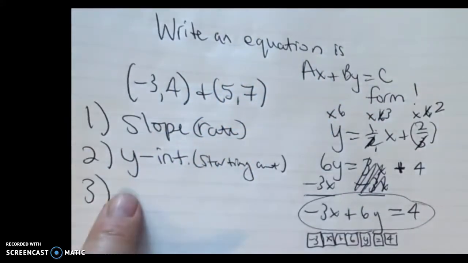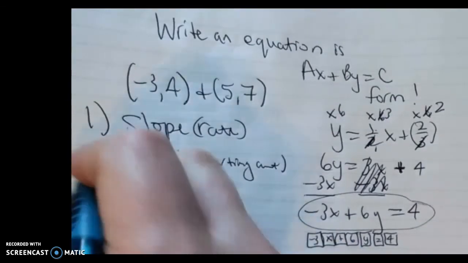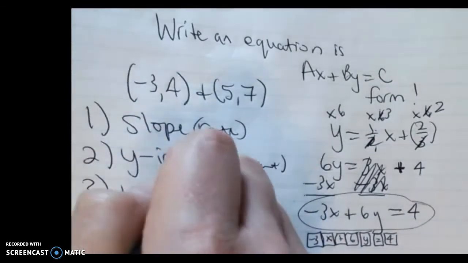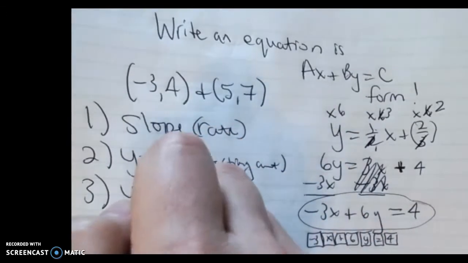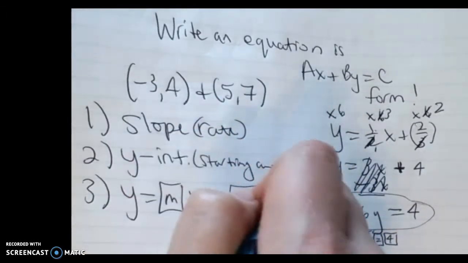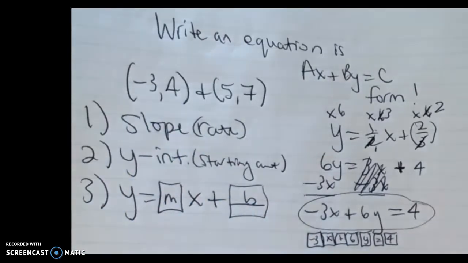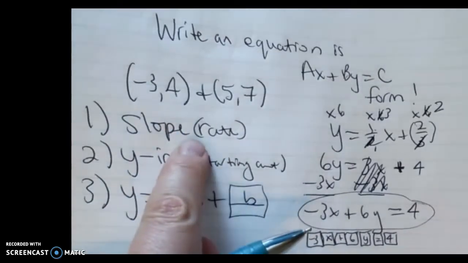And then down here, this is when you fill in the blank. So y equals, you put your slope here, and then plus your y-intercept. Usually we use m for slope and b here. And again, b might be positive or negative. So slope is always first.